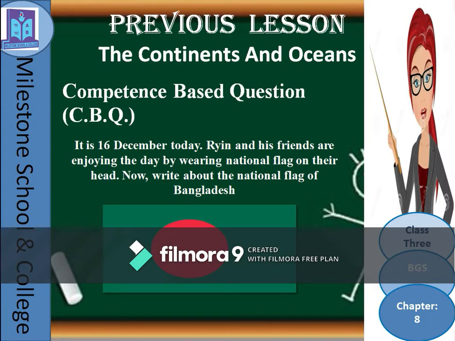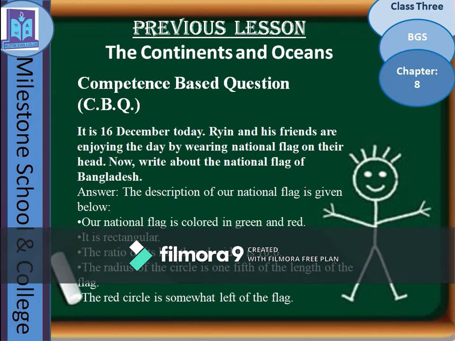Here is our national flag. Its shape is rectangular. It has two colors, green and red. And the ratio of length and width is 10:6. That means if the length is 10, it can be centimeter, meter, or any other unit of measurement, but if the length is 10, then the width must be 6. That is called ratio. Okay. So let's see the description of our national flag.